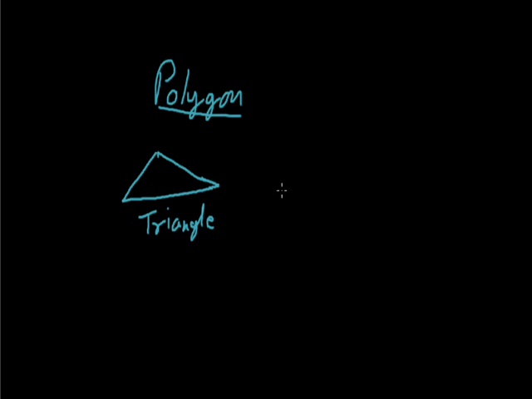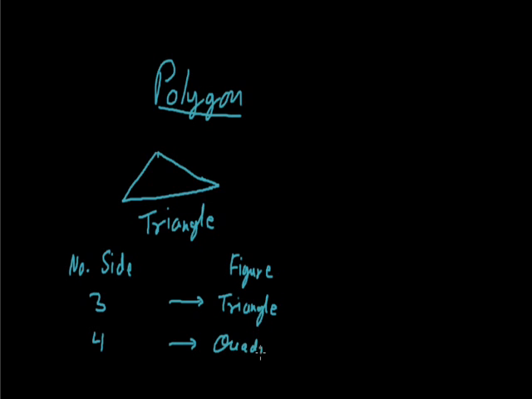In the same way, according to the number of line segments, we classify the polygons. Let's say we make two columns, one is the number of sides and the other is the name of the figure. If a polygon has three sides, we generally call it a triangle. The three-sided polygon is called triangle. If the polygon has four sides, we name it quadrilateral.